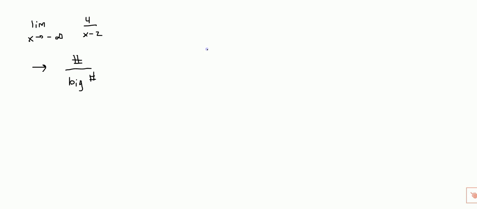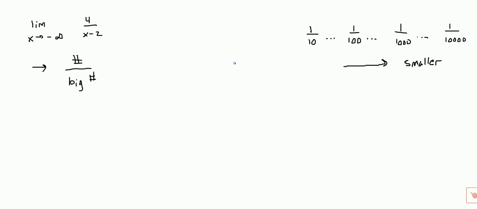So if we had some number, say 1, and we divided it by 10, and then we divided it by 100, and 1,000, and 10,000, these numbers are getting smaller, right? They're getting closer and closer to 0. So anytime you have a number over something that's getting larger and larger, it's getting closer and closer to 0. So this limit is equal to 0.